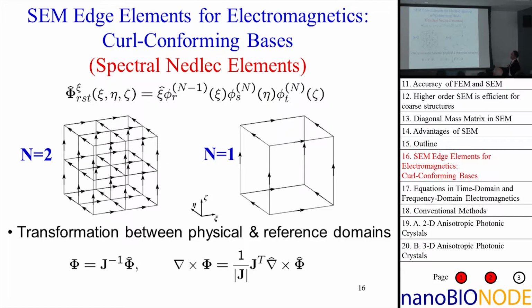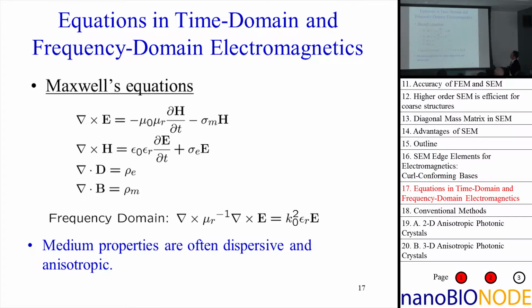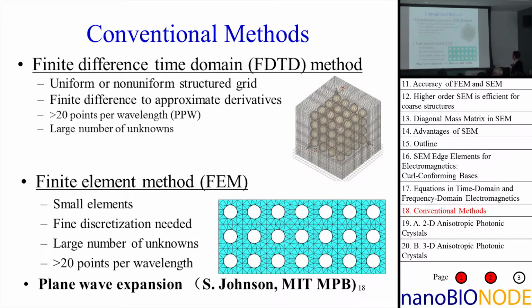First of all, I talked about a scalar basis function, but for electromagnetic problems, of course, we need vector basis functions. So here are the vector basis functions for n equal to 2 and n equal to 1, in the reference domain, and we call this the spectral Nedelec element. And of course, you need to transform from the reference domain to the physical domain using the covariant transformation. And then you use that basis function to solve Maxwell's equations either in the time domain or in the frequency domain. Okay, so here I'm going to give a few examples.